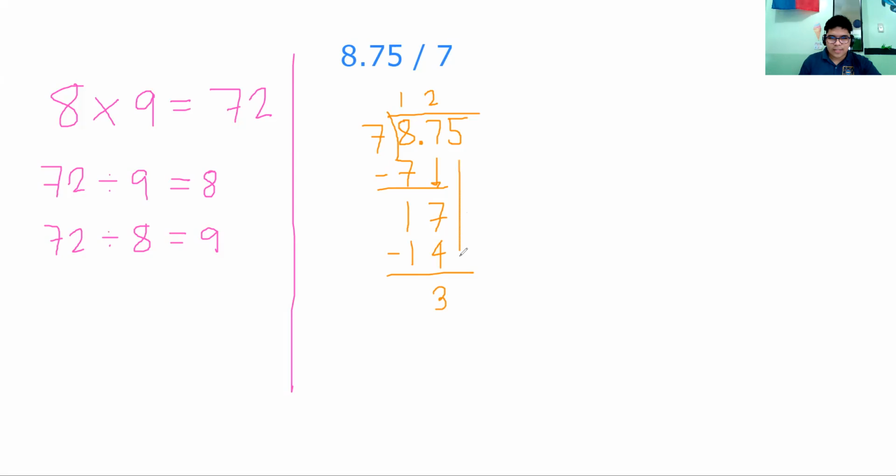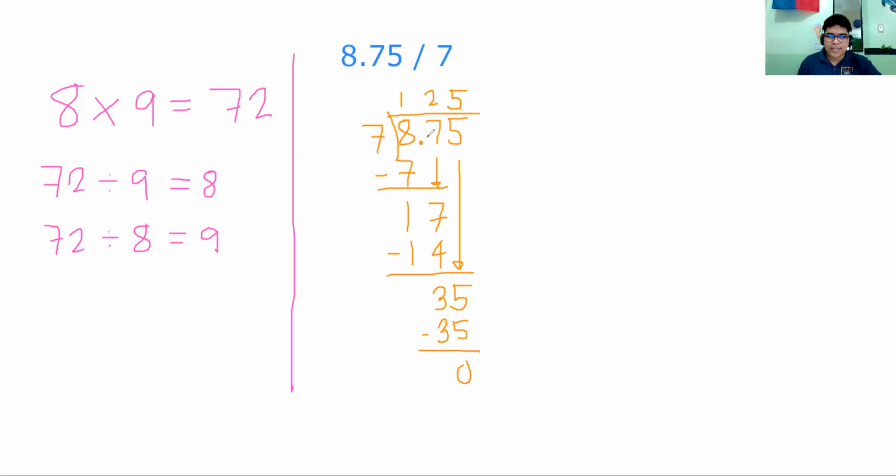Then we can bring down this 5, and we're going to have 35. Now, if we divide 35 by 7, we're going to get 5. Okay. Again, you should know your multiplication tables by now. I'm just doing the reverse process. 7 times 5 is 35. That's why 35 divided by 7 is 5. So that's exactly 35. We're going to subtract that, and then it's going to be 0. So it's almost the same with dividing whole numbers.